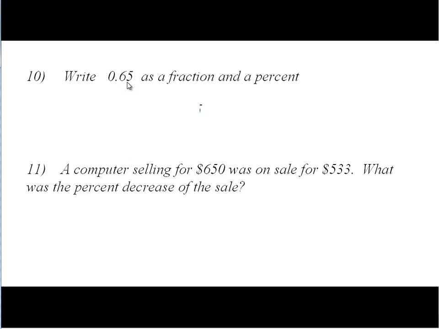We want 0.65 as a fraction and as a percent. That's 65 over 100, because we have tenths and hundredths, 2 decimal places. You can reduce that. 65 is 5 times 13. 100 is 5 times 20. You can cancel the 5s and get 13 over 20. And if you want to turn it into percent, it would just be 65%, because it's 65 over 100, which is 65%.